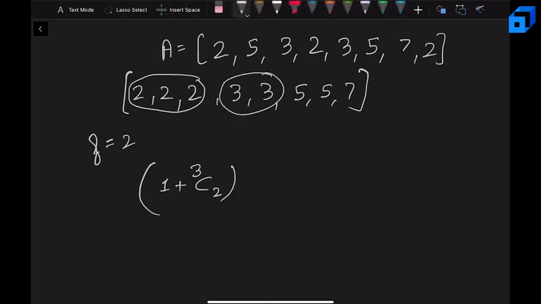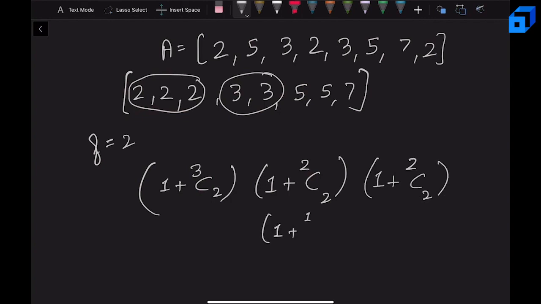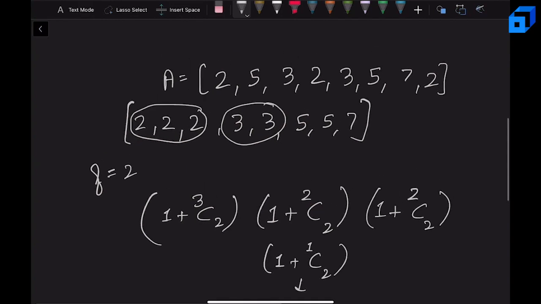Similarly, consider 3. There is one way to ignore it, that is to discard the elements 3. And if we want to take it, we will have 2C2 ways, because we have two elements whose value is 3 and we want to take two of them. So there will be 2C2 ways. Similarly, for 5, the number of ways will be 2C2. And for 7, the number of ways will be 1 plus 1C2, and 1C2 is actually 0. So this will be 1.